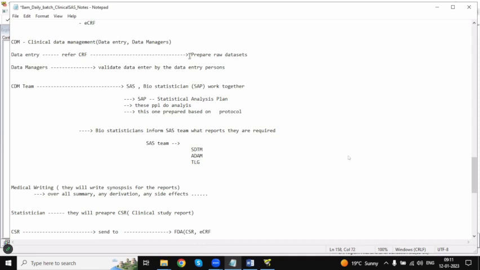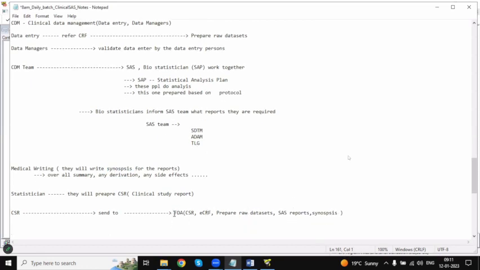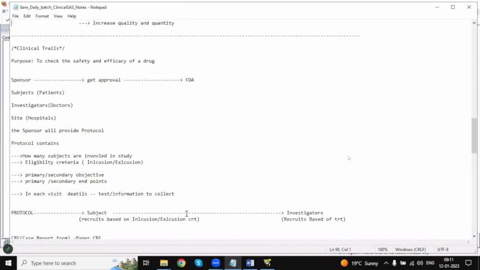The CDM people are preparing the raw data sets, and those we have to send. Now the SAS team is preparing the SAS reports, and the medical writing team is writing some synopsis. And finally, along with it, the CSR. All things will be sent to the FDA. That's it. With this, the work is complete. Clear? Understand the flow, from where it started to where we reached the FDA.